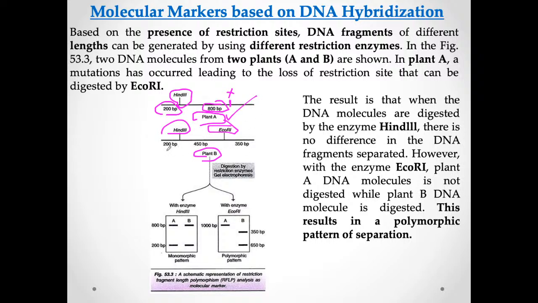In plant B, you have fragments of 200 base pairs, 450 base pairs, and 350 base pairs.